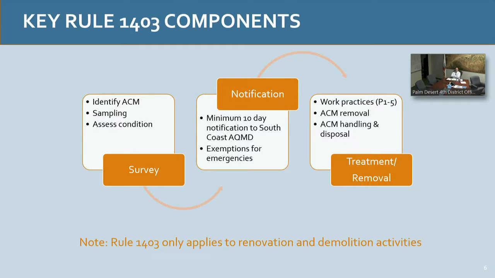Once you get through the survey and you've identified the materials and assessed condition, then you go to notification. There's a minimum 10-day notification in our rules. That is actually a NESHAP requirement, so it's something that we can't waive. The reason we have a notification period is it gives us time to be aware of those activities and to evaluate whether they're being conducted in an appropriate way. And then there are exemptions to this notification period for emergencies. I'm going to talk about that more as we get through this rule, because that was actually a big focus of what we worked on in this rulemaking.